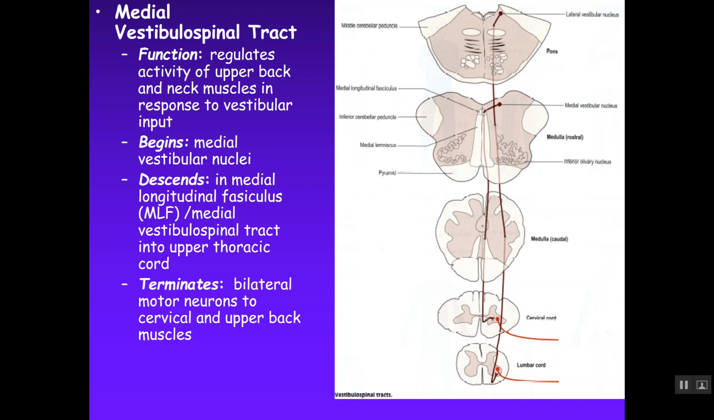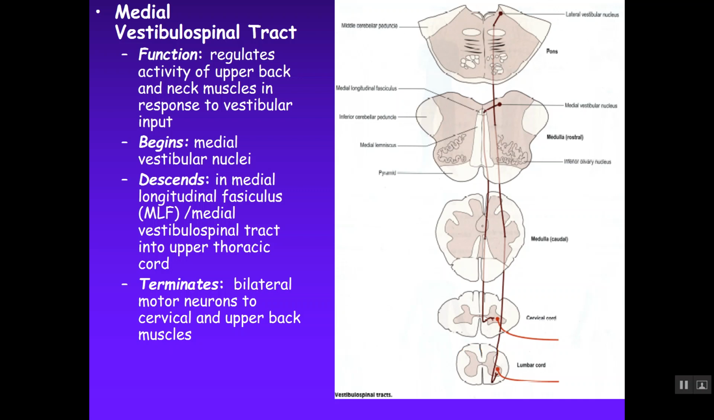Any questions on that? That was the medial cortical spinal tract, and then lots of anatomical reference points for now. These other ones should go quick, I promise. So the next one is this medial vestibulospinal tract. Function: it helps to regulate activity at upper back and neck muscles in response to vestibular input.